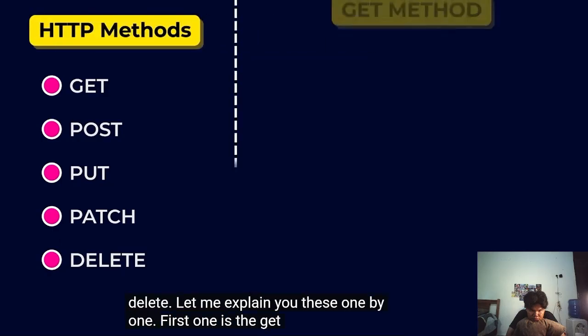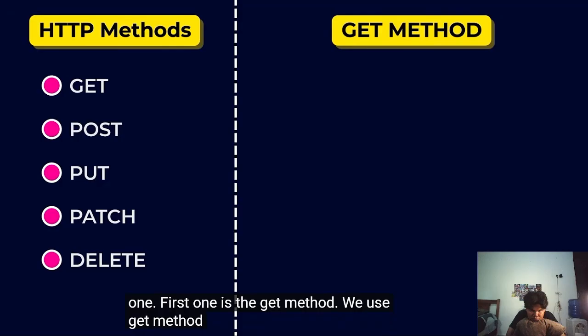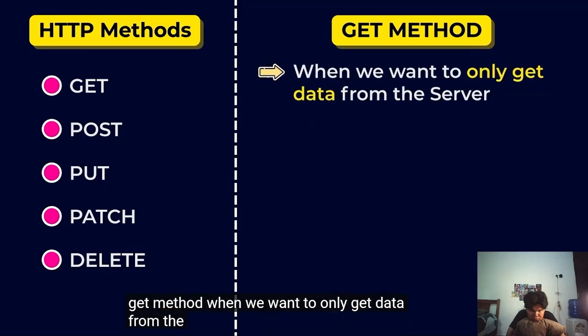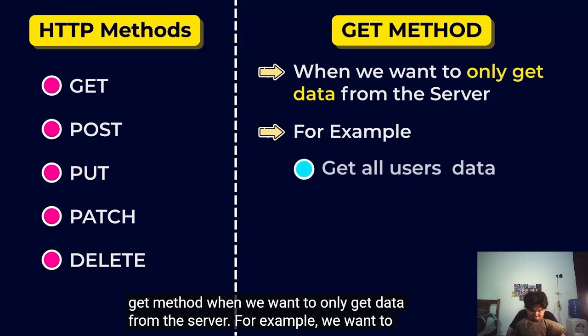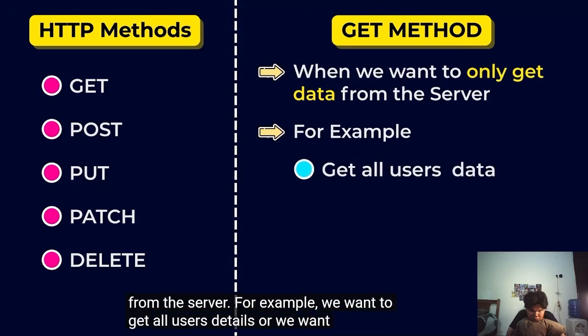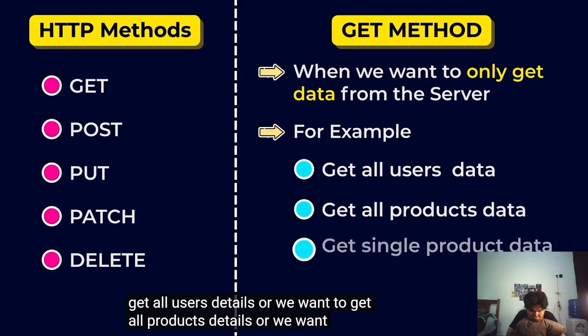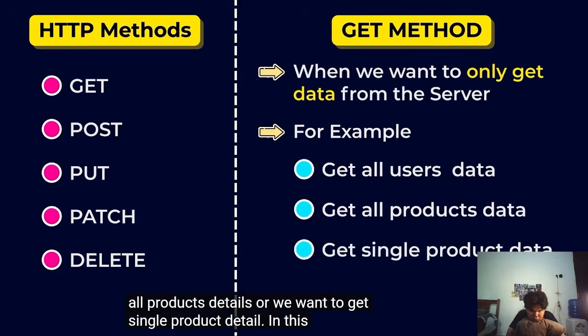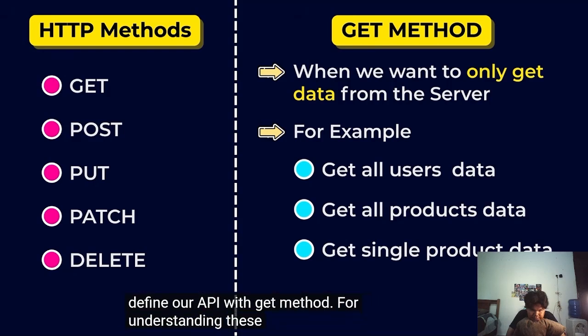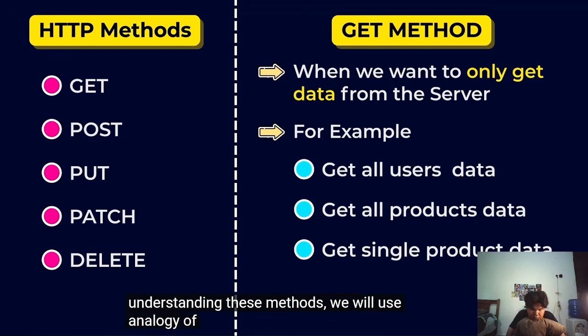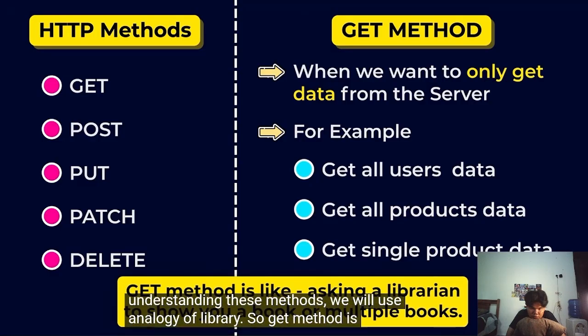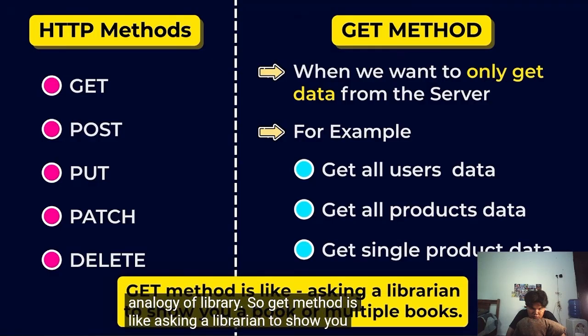First one is the get method. We use the get method when we want to only get data from the server. For example, we want to get all users' details, or all products' details, or a single product's detail. In this case, we define our API with the get method. For understanding these methods, we will use the analogy of a library. So the get method is like asking a librarian to show you a book or multiple books. Don't worry about implementation, we will see all methods step by step in this section.